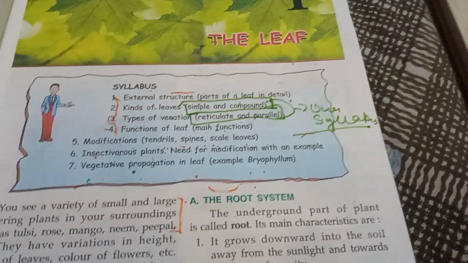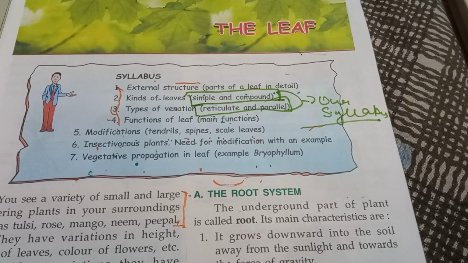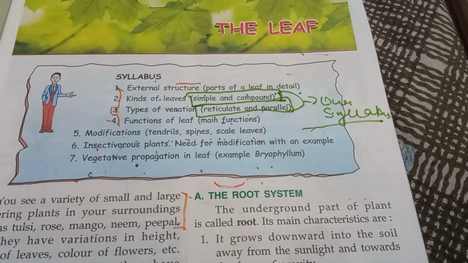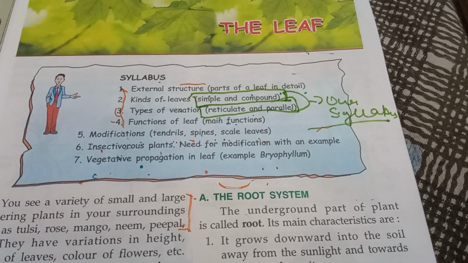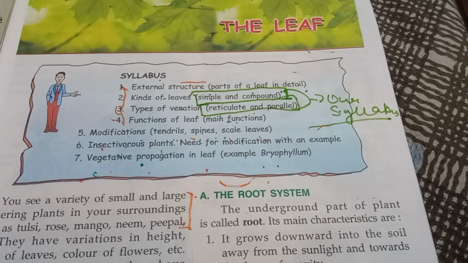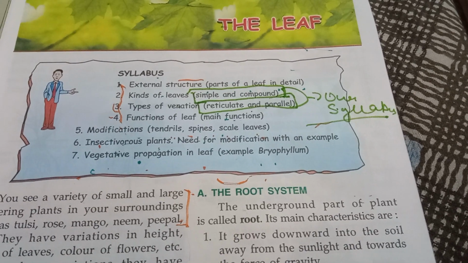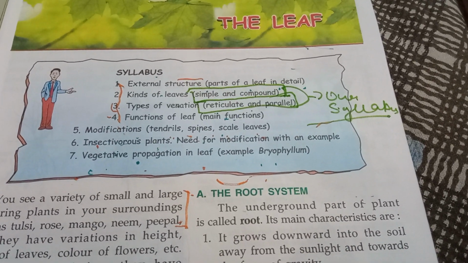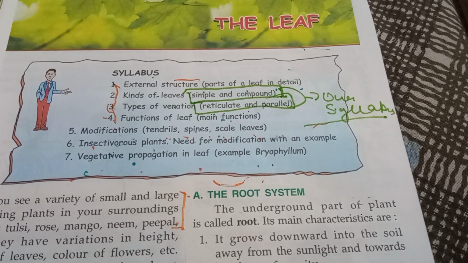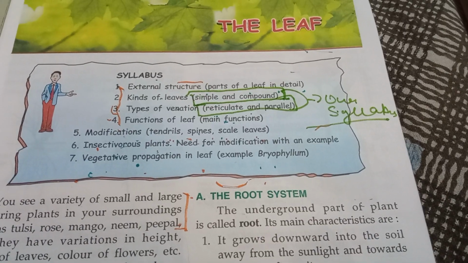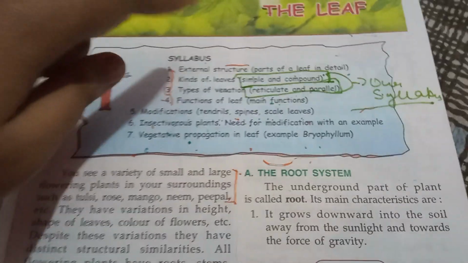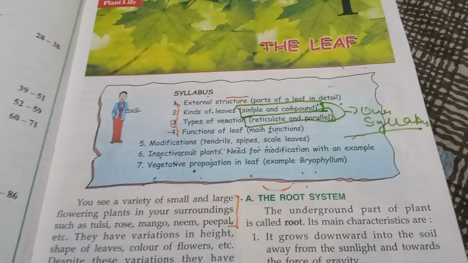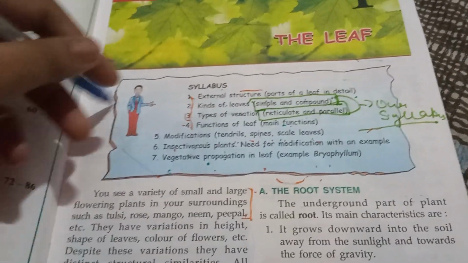External structure of parts of leaf in detail. Kinds of leaf, simple and compound. Types of venation, reticulate and parallel. Functions of leaf. Main functions, modifications, tendrils, spines, scale leaves, insectivorous plants. Need for modification with example, vegetative propagation in leaf. Example, biofilm.